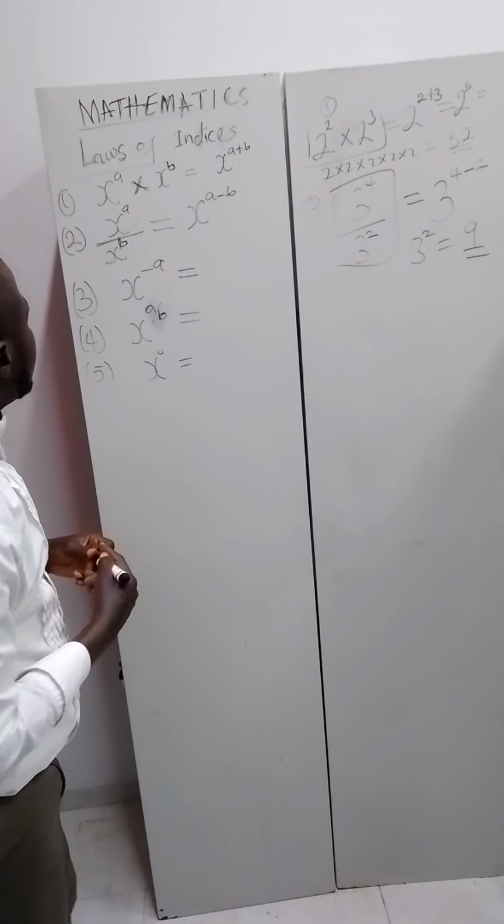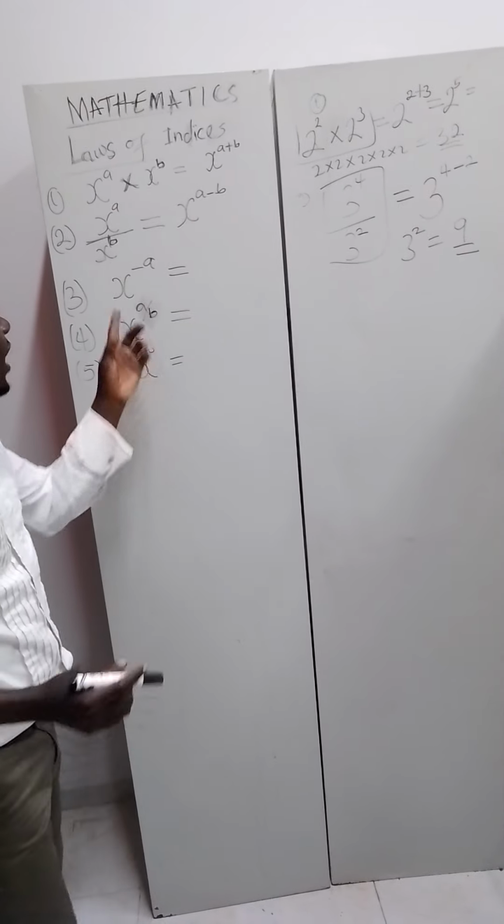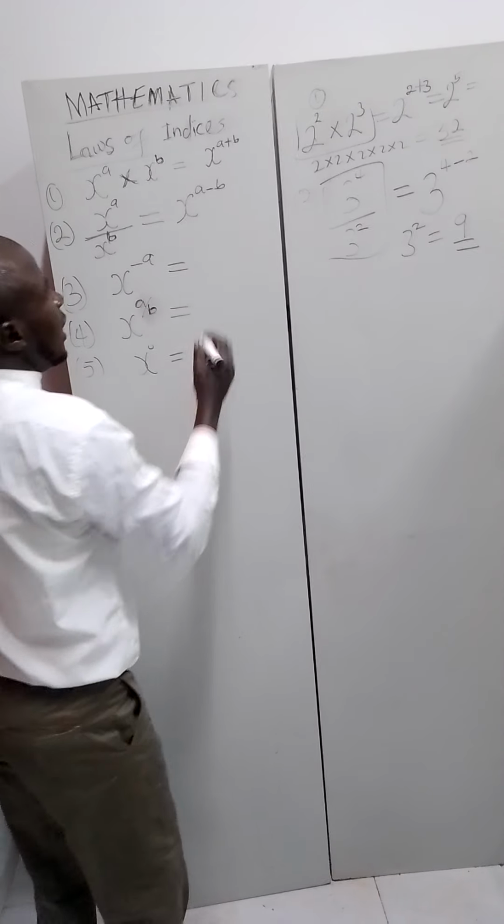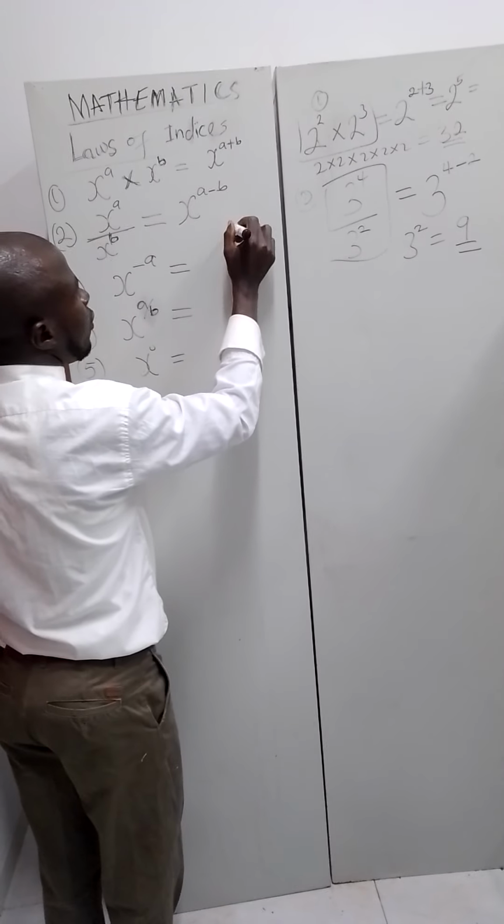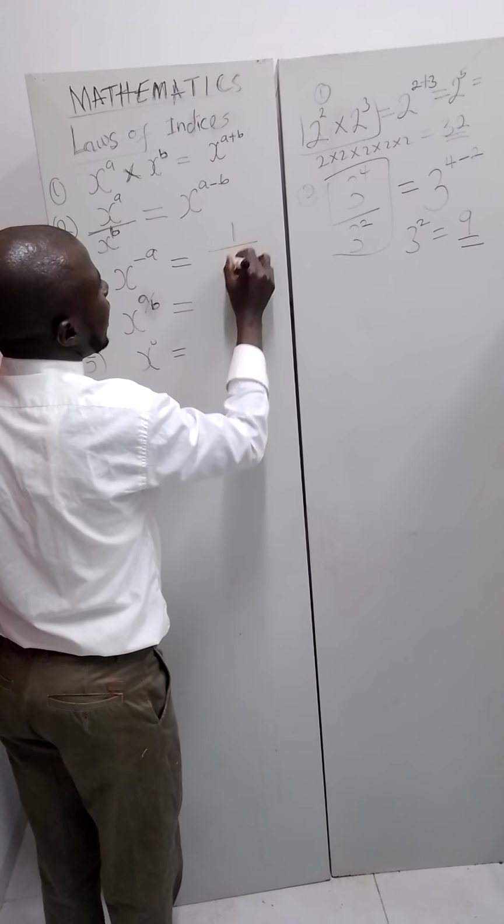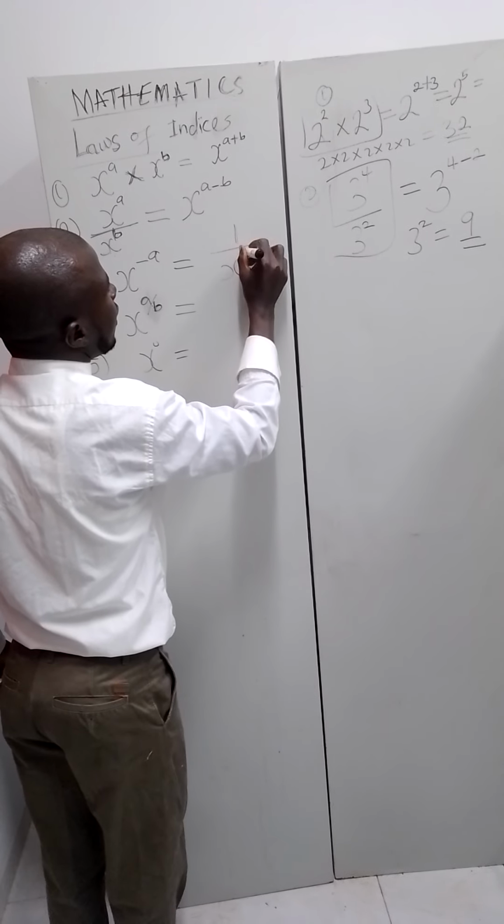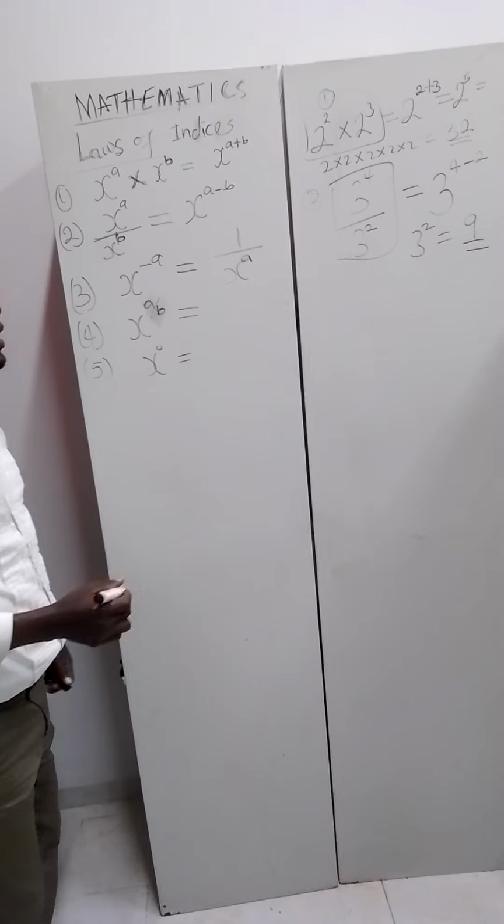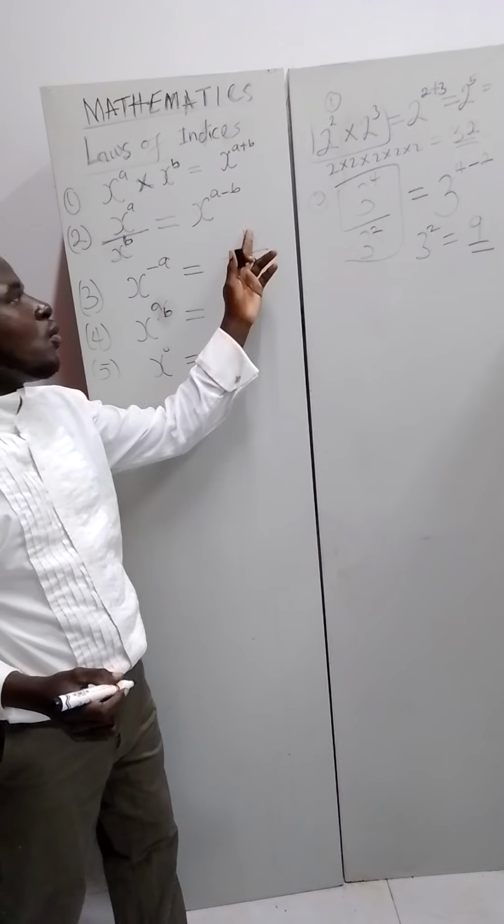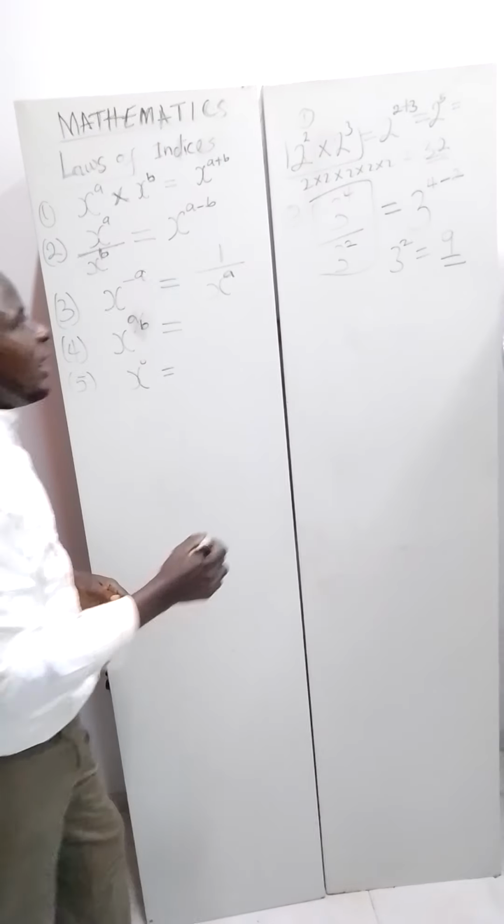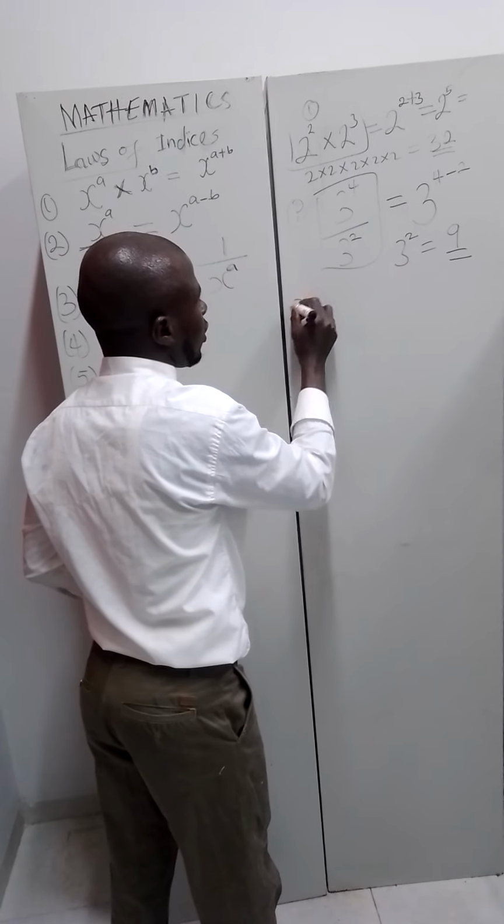Then we go to the next one, law number 3. X raised to power minus a. This x raised to power minus a simply gives us 1 divided by x raised to power a. That is law number 3. X raised to power minus a gives us 1 divided by x raised to power a. Let us look at the application of the third one.